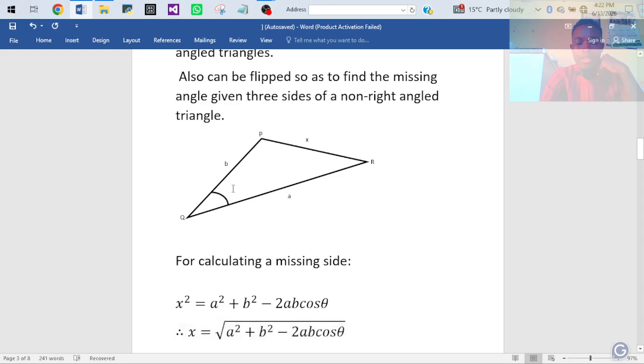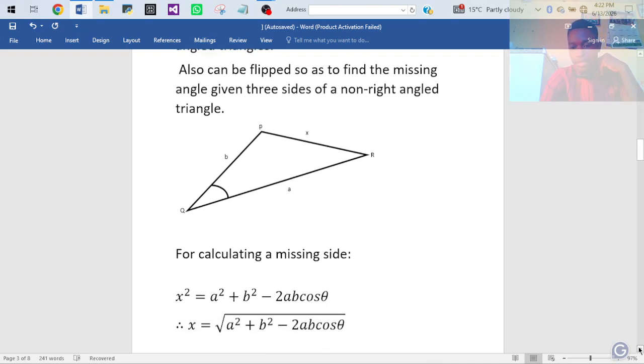Theta is our angle. So if you are given 30 degrees here, at theta we put 30 degrees. A is this and b is this one. I think I have an example.